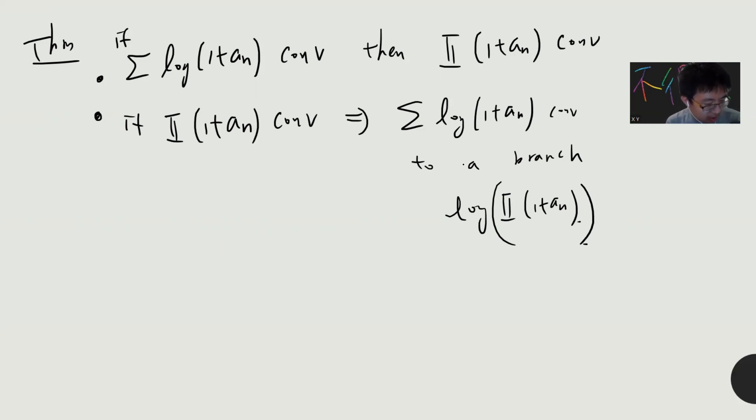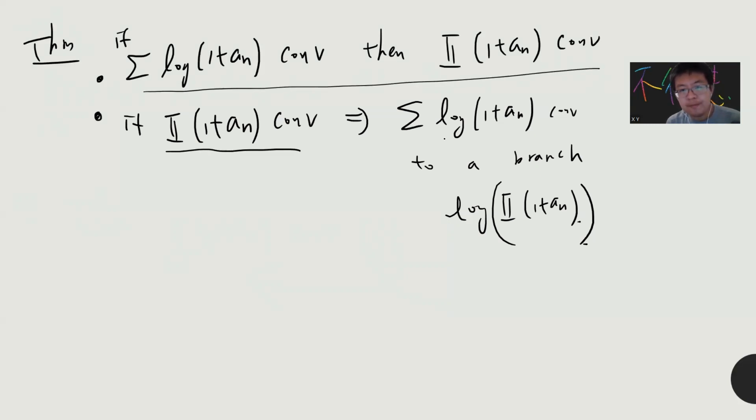Yeah. So I think this one is easy to understand. What this means is that if the infinite product converges, then this sum will converge. But it's complex, so you need to deal with the branch cut. So you convert to, I think, the principal branch of log of 1 plus an. Yeah, maybe let's give the proof.